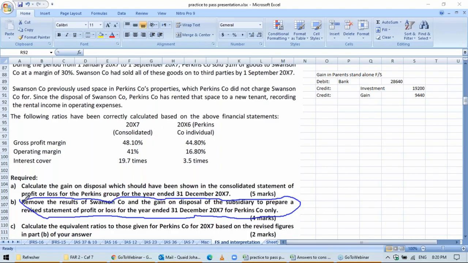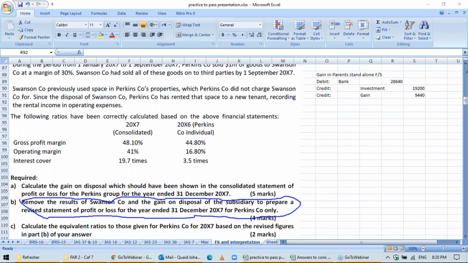Now, remember one thing, what IFRS 5 says. According to IFRS 5, discontinued operations shall be shown separately. So now this operation, the Swanson's operations, have become a discontinued operation and they will be shown separately. So they should not have been consolidated.